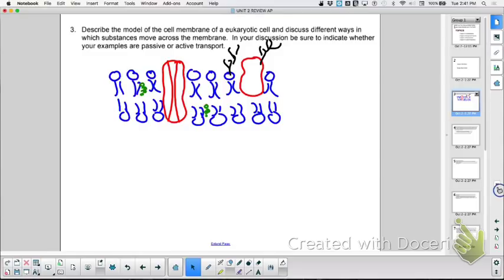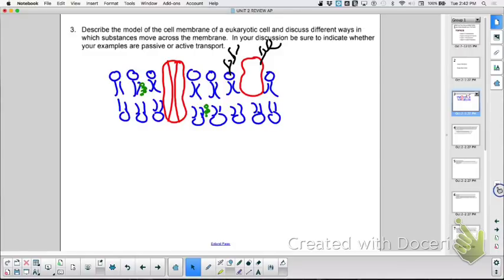Okay, and then discussing the different ways in which substances can move across, the three big ways are what? Through the phospholipid bilayer, using channels or carriers, and endo and exocytosis. If you go through the phospholipid bilayer, that is always going to be active or passive? Passive. The only ones you can't go through the phospholipid bilayer are if you are large or charged. So small, usually nonpolar molecules, with the exception of water, which can be assisted using aquaporins, will move through the phospholipid bilayer.